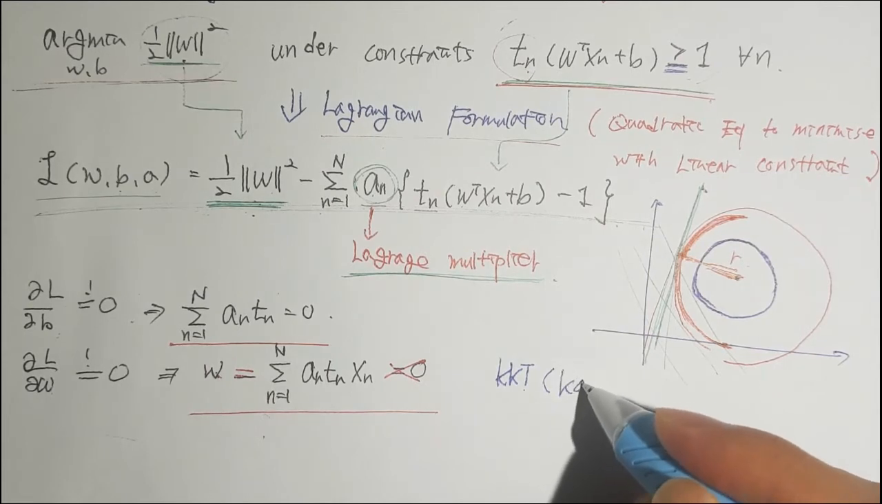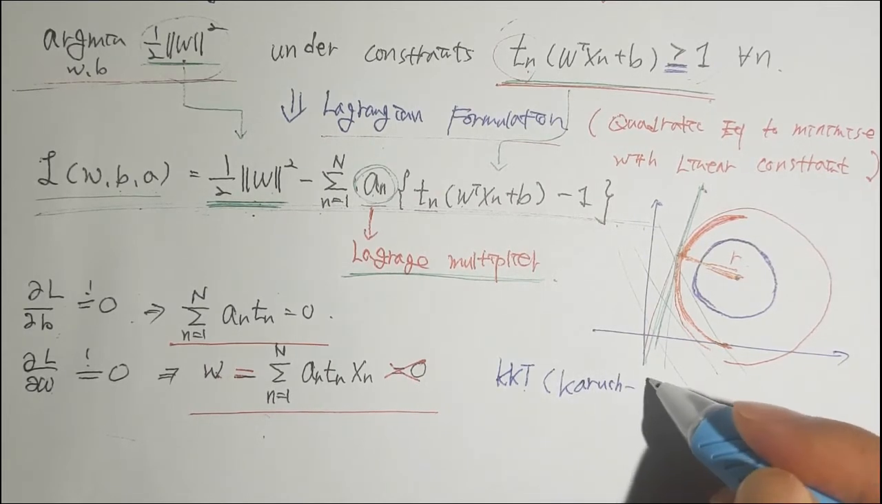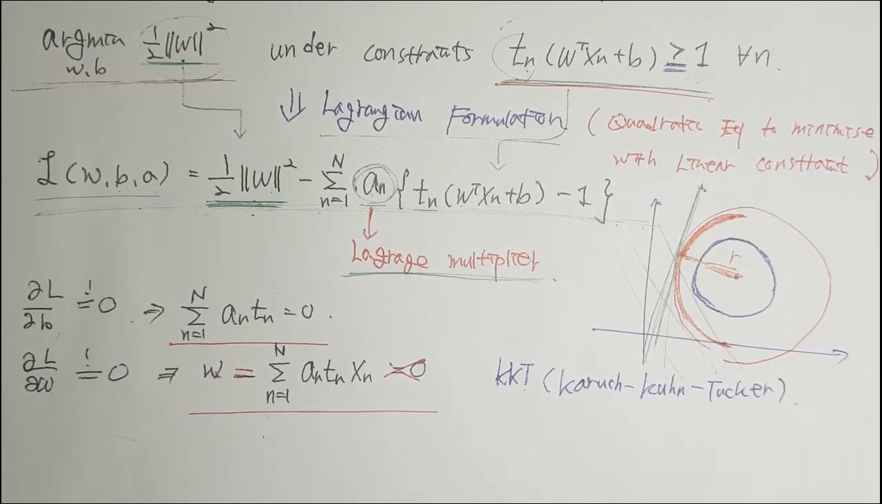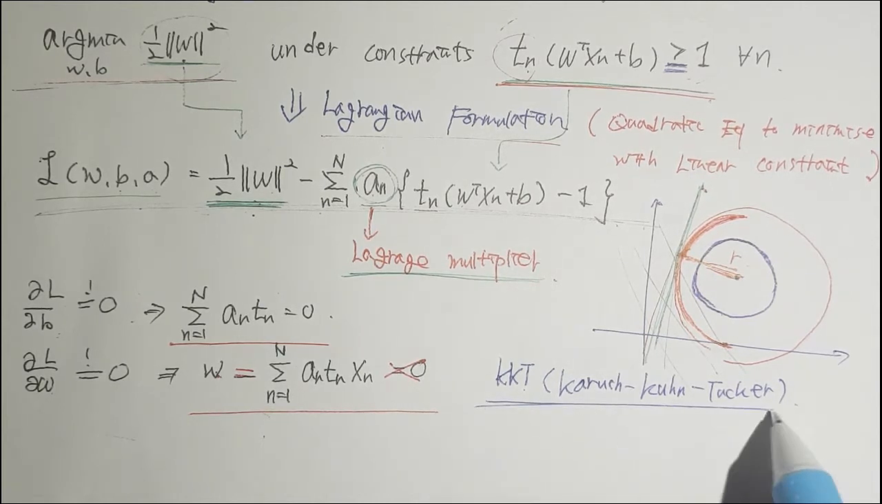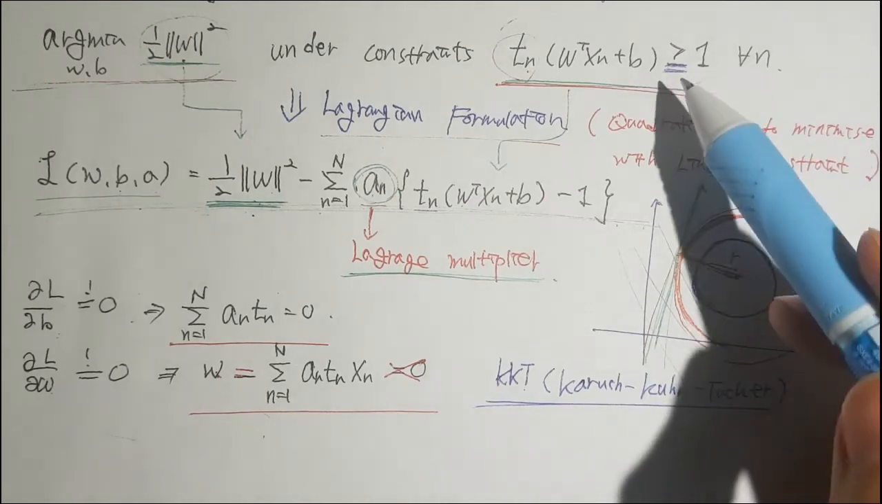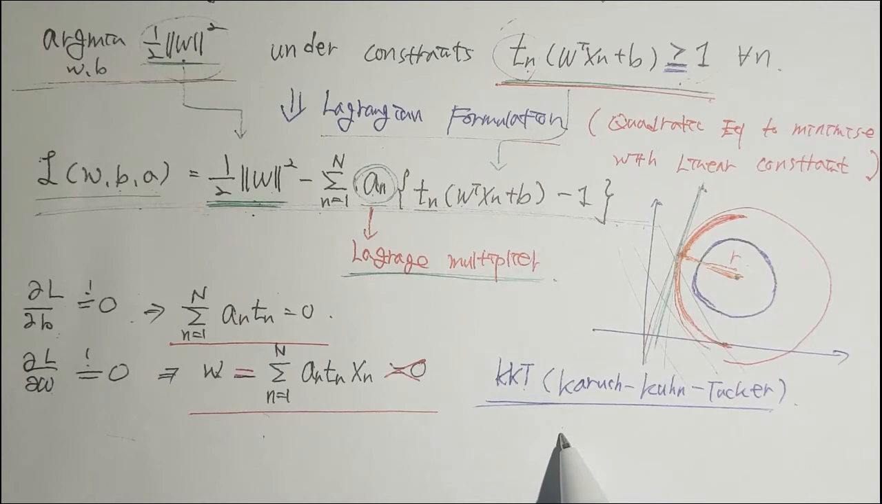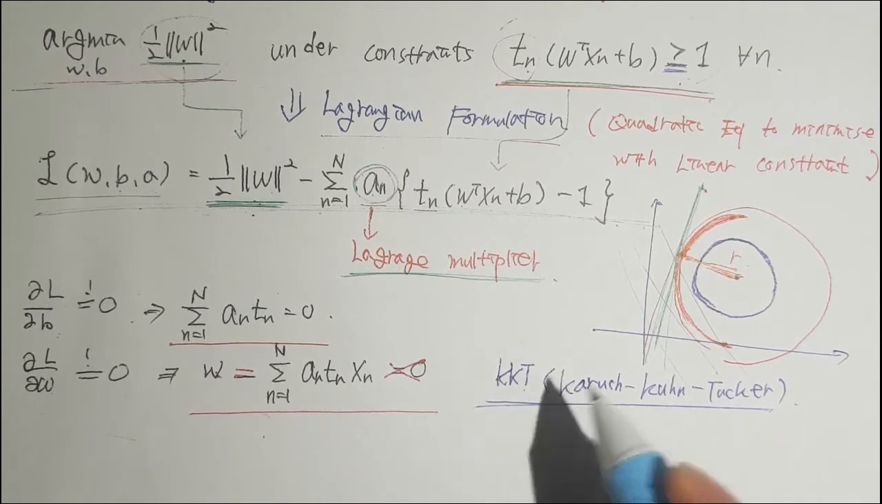It is Karush, Kuhn, Tucker. So it can apply, it can explain, let's say, if it is an inequality sign, this equation should meet this condition as well, then we can apply all the theories regarding Lagrange formulation.